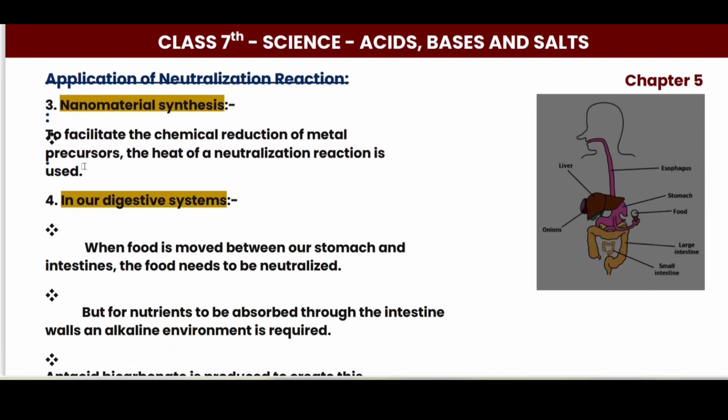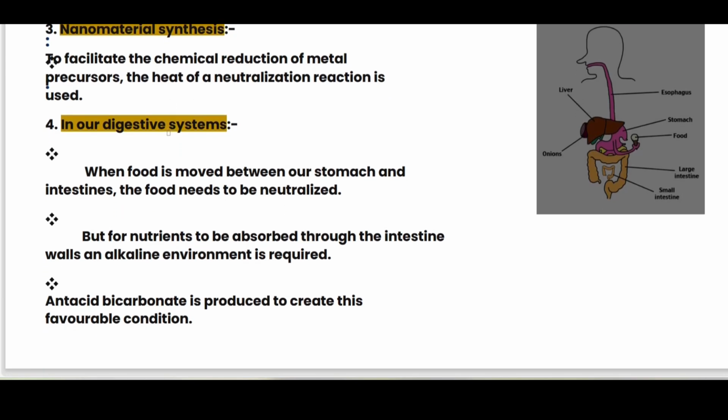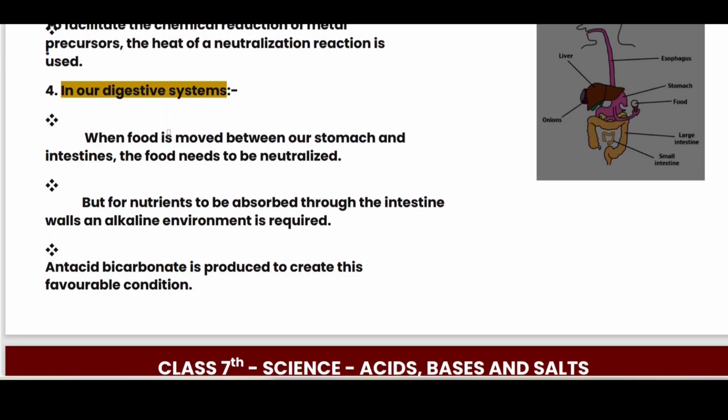Now, the another method, that is nanomaterial synthesis. To facilitate the chemical reduction of metal precursor, the heat of neutralization reaction is used. क्या किया जाता है, किसी भी मेटल को फैसिलिटेट करने के लिए हम क्या करते हैं, नैनो मटेरियल सिंथेसाइज करते हैं.